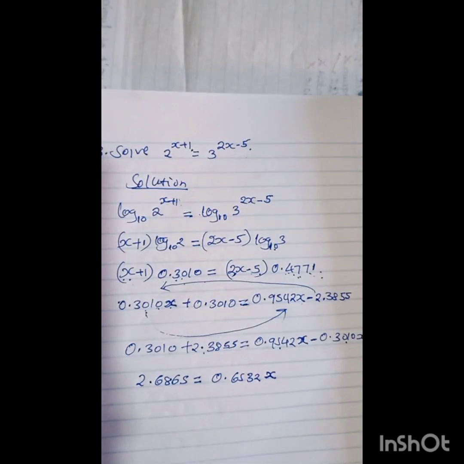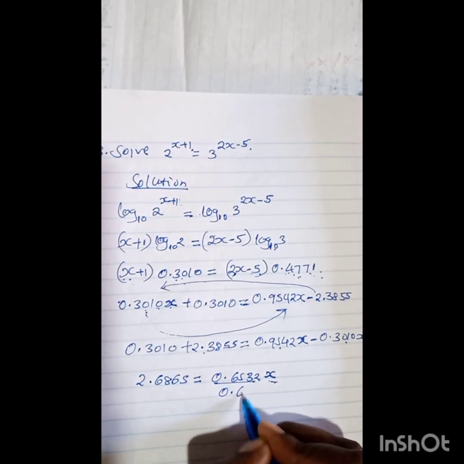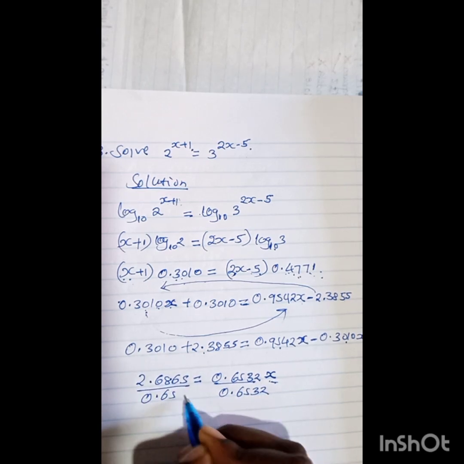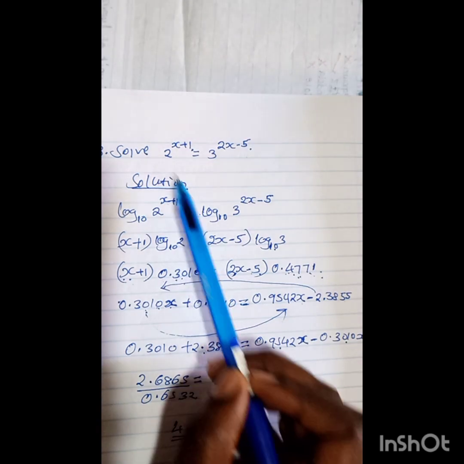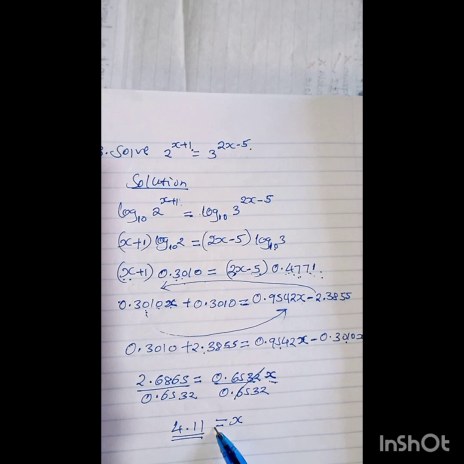And then from there, of course, for us now to obtain this value of x here, I'll divide all through by 0.6532, divide all through by 0.6532. So these values will cancel out, and then I remain with x is equals to 4.11. That becomes our value after solving this equation here. So the value of this unknown x is 4.11.